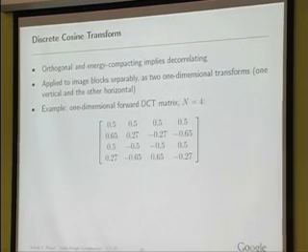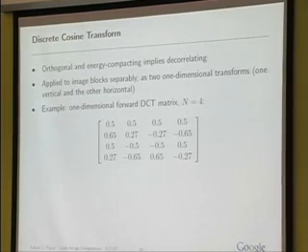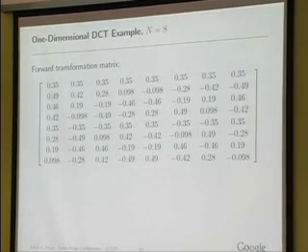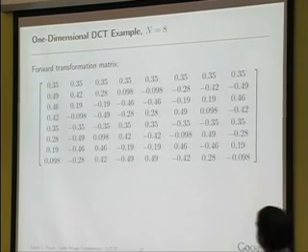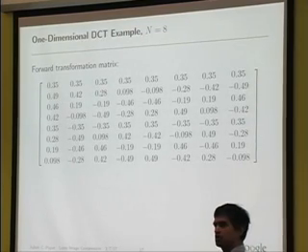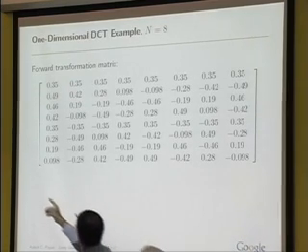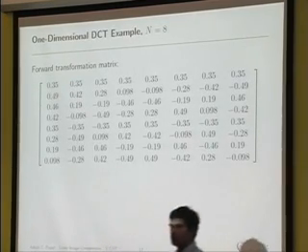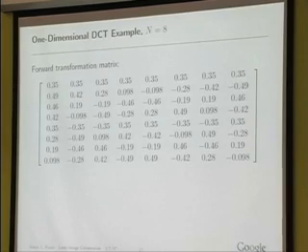That's what it looks like for n equals 4. If you look at the top row, you'll see that that's just taking the average. As you go down, you increase frequency. Here's an 8x8, an 8-point DCT rather. Again, the top row is computing the average of the block, the DC value. And as we go down to the bottom, we see that the coefficients alternate. Every other sign is different. So that's the highest frequency basis vector.